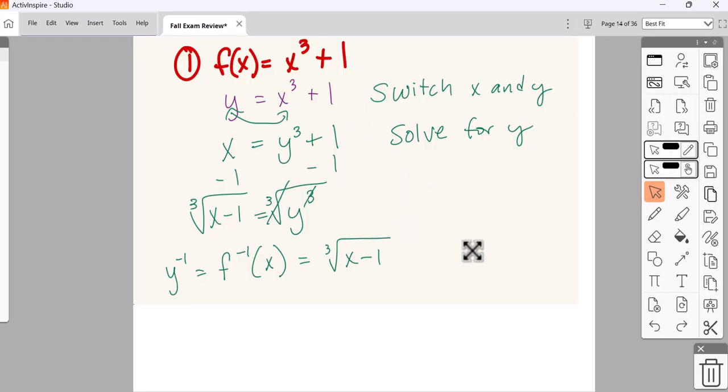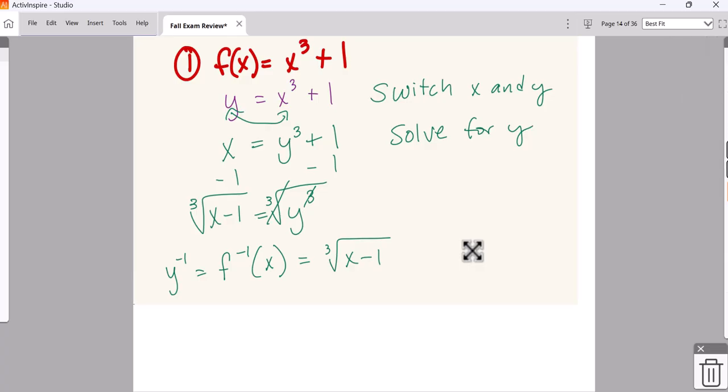And so this is how this looked in the notes from this lesson. f of x, we changed it to y just to simplify our letters. So x and y switched places. So now it's x equals y cubed plus 1. And from here, we just solve for y. We follow our algebra steps, and so it's positive 1. And so to move this to the other side, it's going to be minus 1.